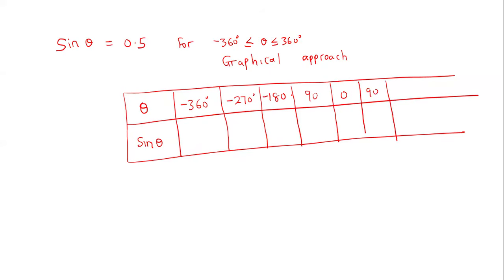Remember, these are negatives, negative, negative. Then this is going to be 90, 180, then you are going to have 270, and then you are going to have 360. And all these are in degrees. Members, let me know through the chat whether we are still on the same page. We are looking at the graphical approach.